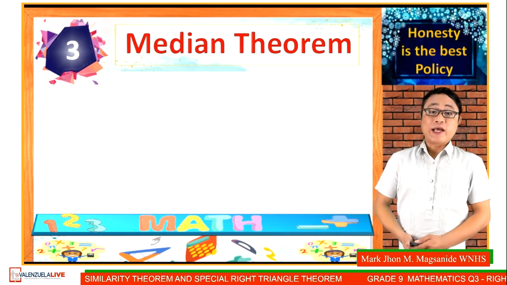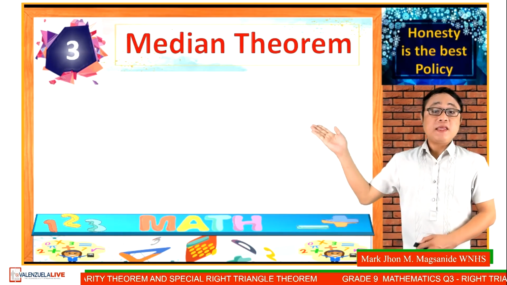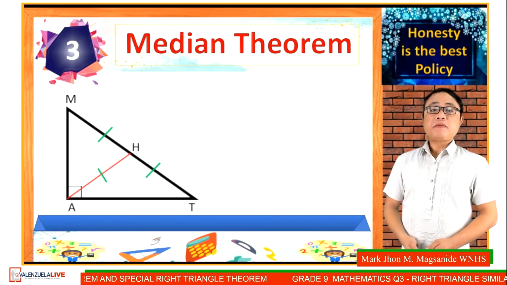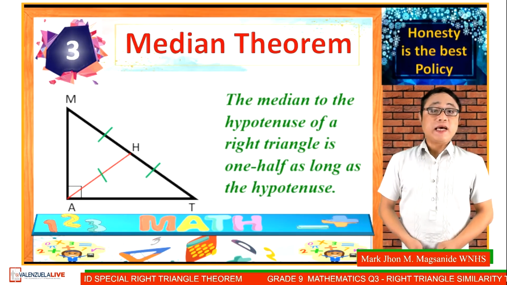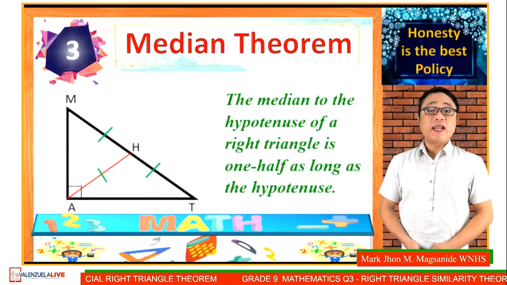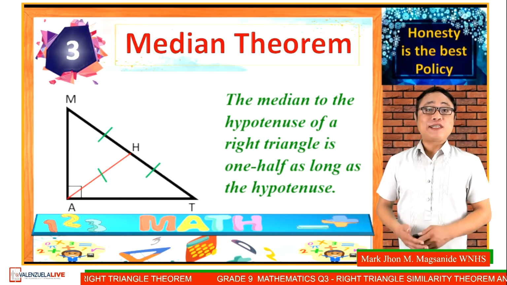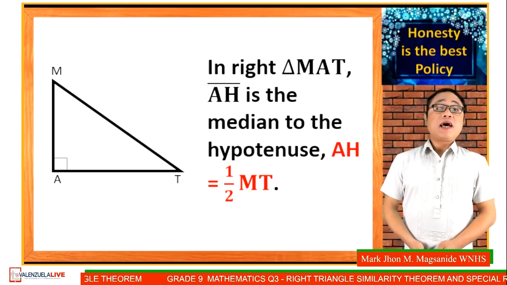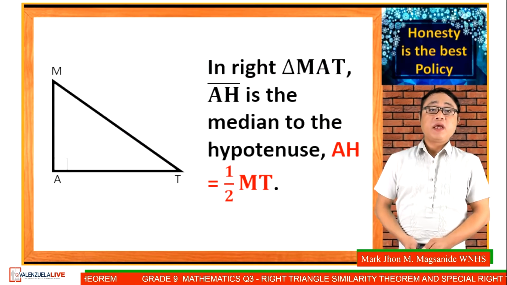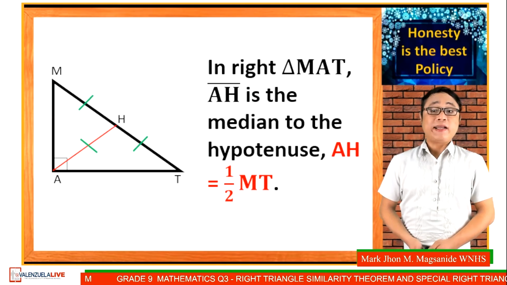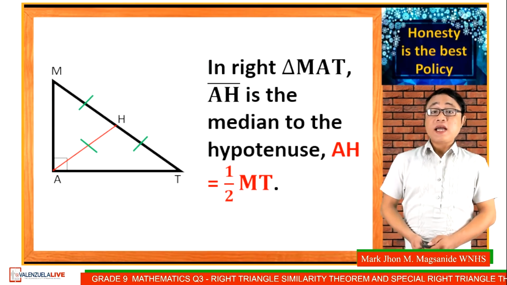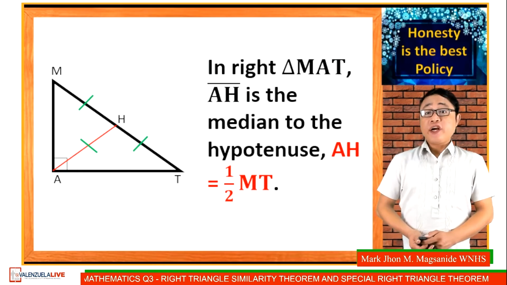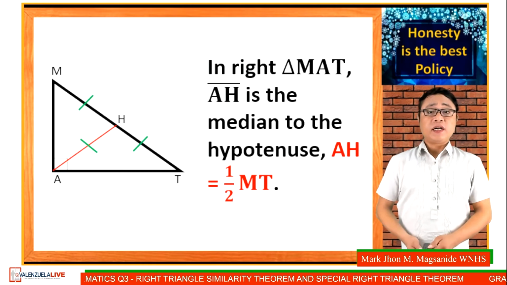The next theorem is the median theorem. The theorem states that the median to the hypotenuse of a right triangle is 1/2 as long as the hypotenuse. This means that in right triangle MAT, AH is the median to the hypotenuse. Thus, AH is equal to 1/2 of MT. To further understand this, let us answer this example.